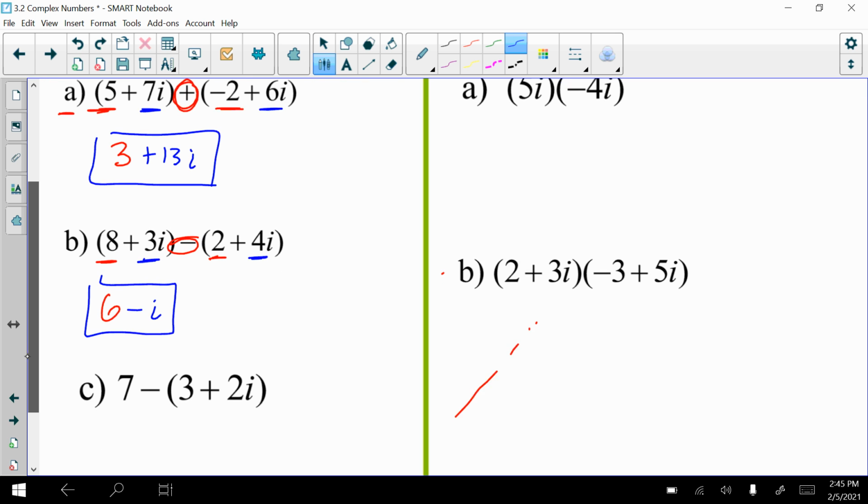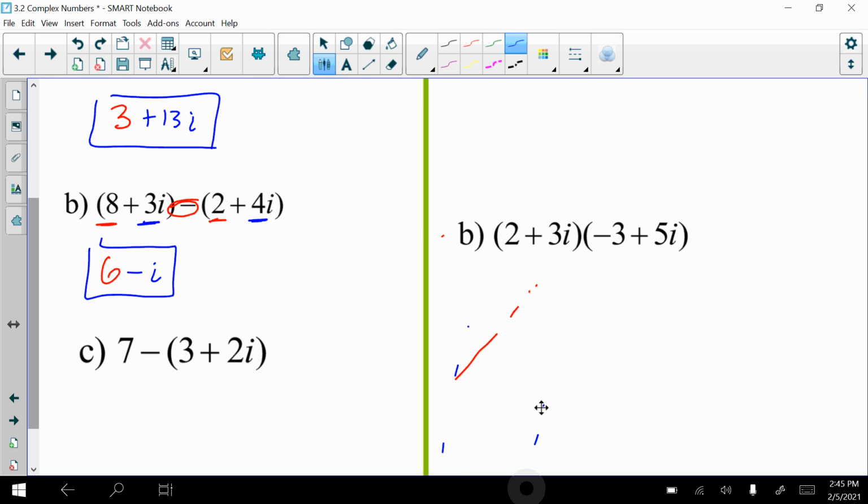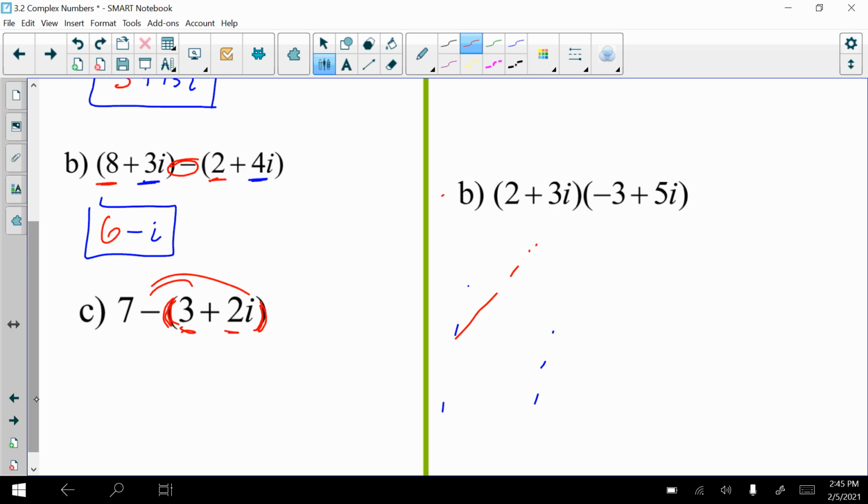Okay, we'll look at one more before we move on to the last part. In this problem, it's 7 minus the whole quantity, 3 plus 2i. You can think about that like this. It's almost like you're distributing your negative sign, or you're subtracting each piece inside of here. Either way, it's going to look like this. 7 minus 3 minus 2i. You're subtracting each of these pieces. We're distributing the negative sign.